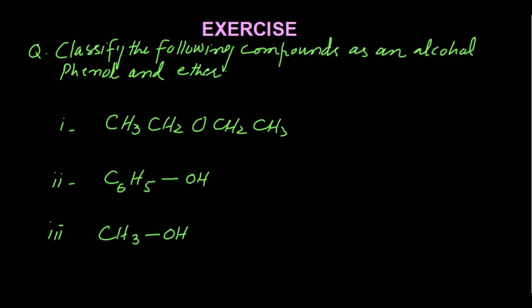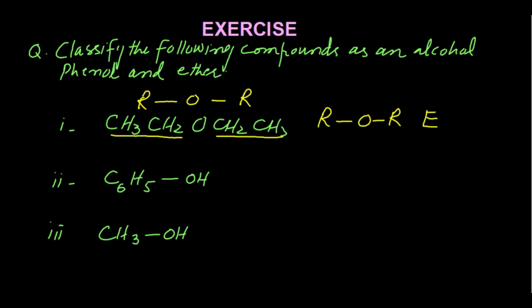To identify this compound, here we can notice this is an alkyl group, attached with oxygen, and then again we have an alkyl group. So what is the nature of this group? R-O-R. If on either side of the oxygen atom we have an alkyl group, then the functional group is known as ether. So the first group is ether.